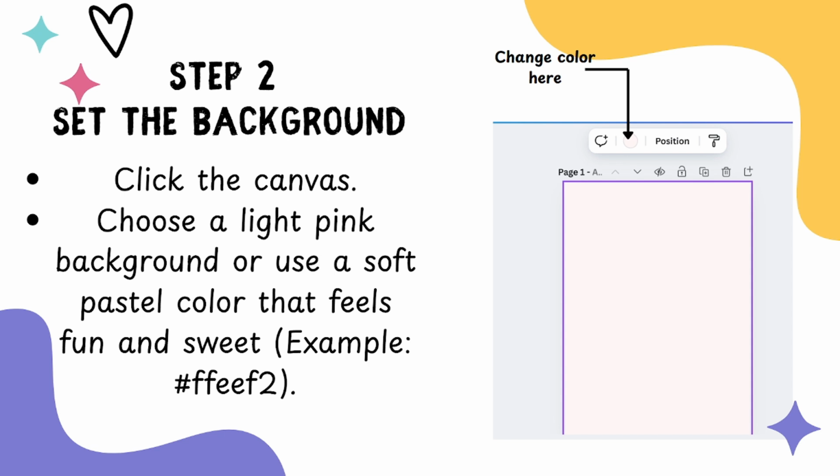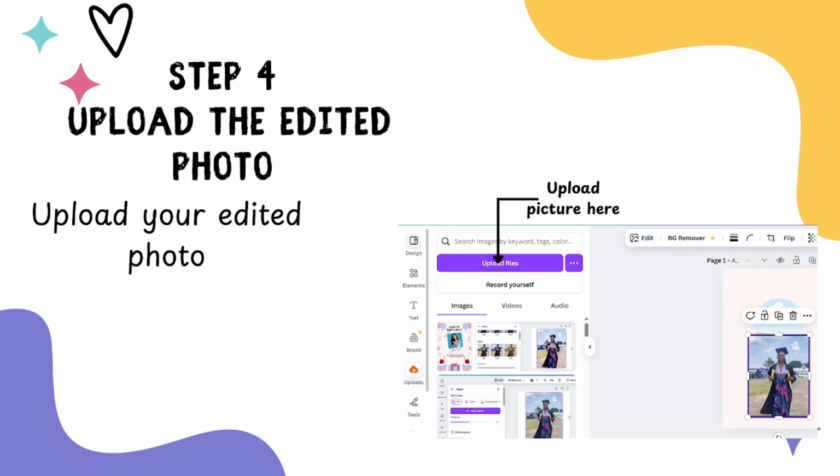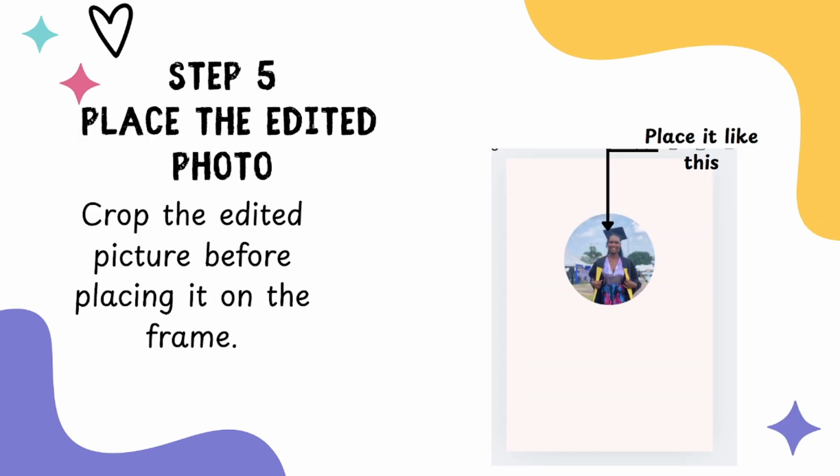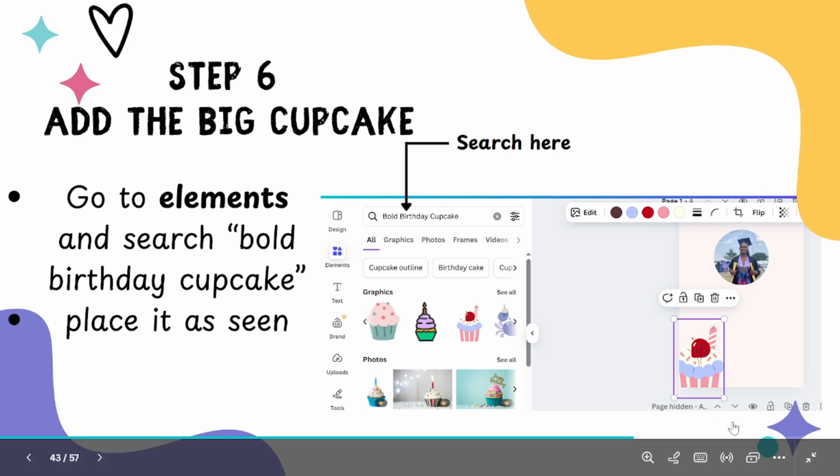The next one is to add a frame, the frame which we will insert our picture in. The next step we want to follow is to upload the edited photo. The photo which we just edited, we are going to upload it, and then use it for our flyers. The next step is to place the edited photo into our picture frame. Then we will add a big cupcake, just like you see on the screen right here. We'll add a big cupcake like this.